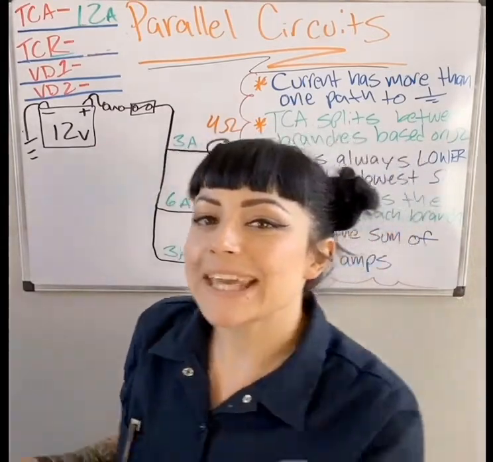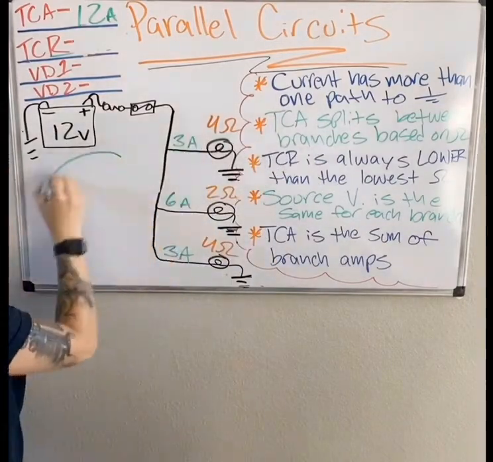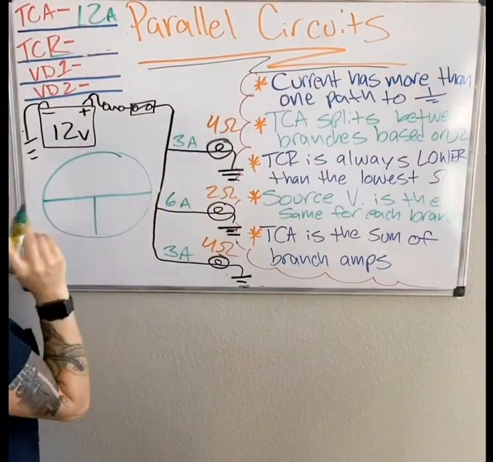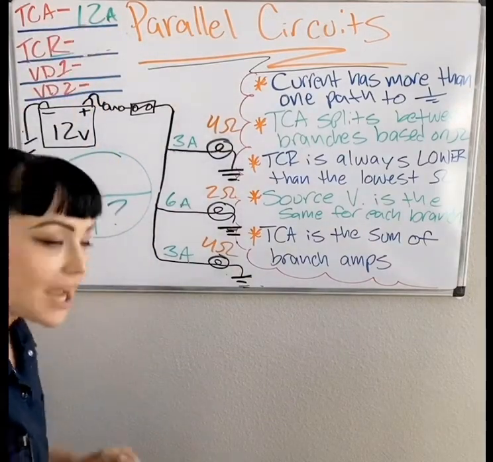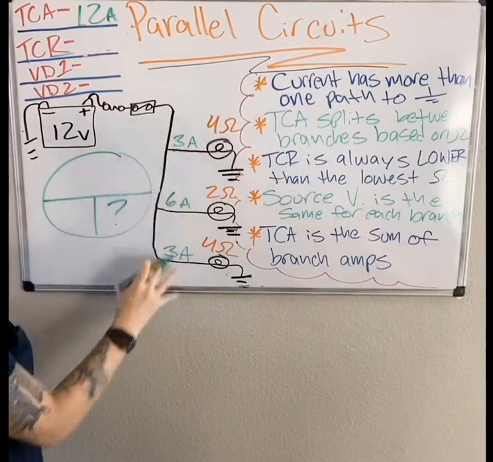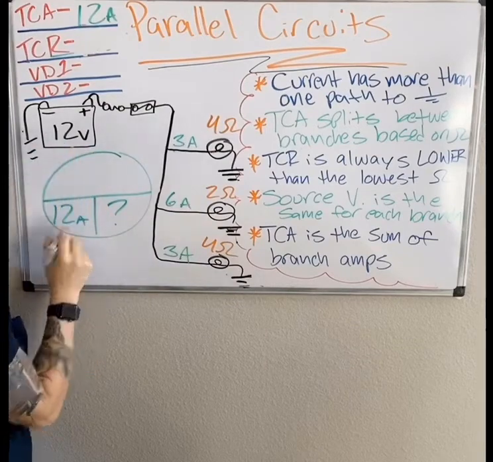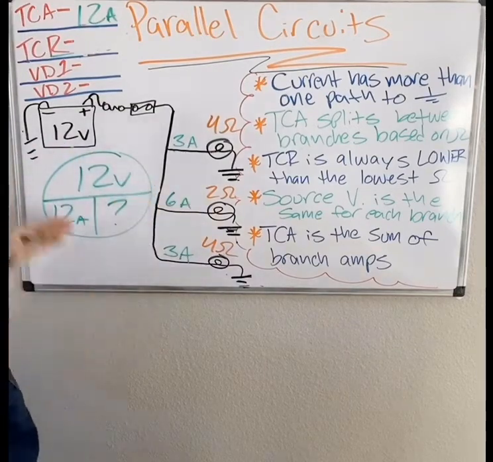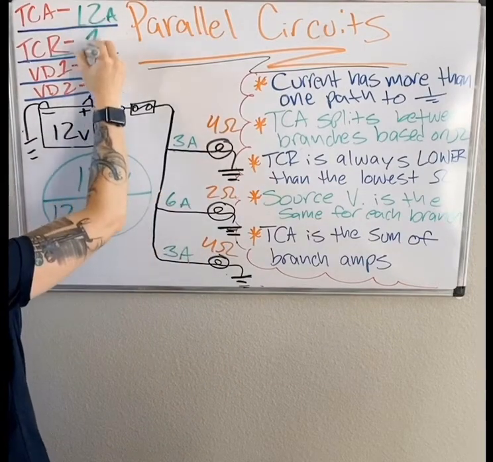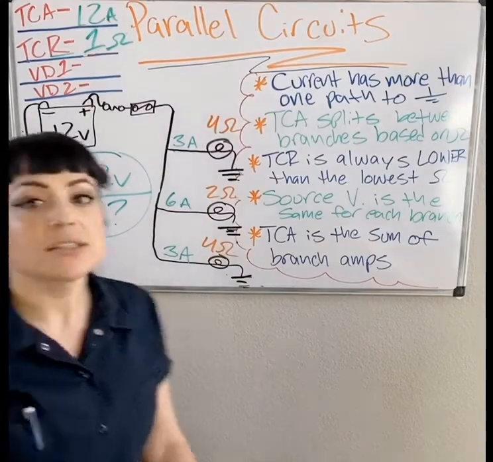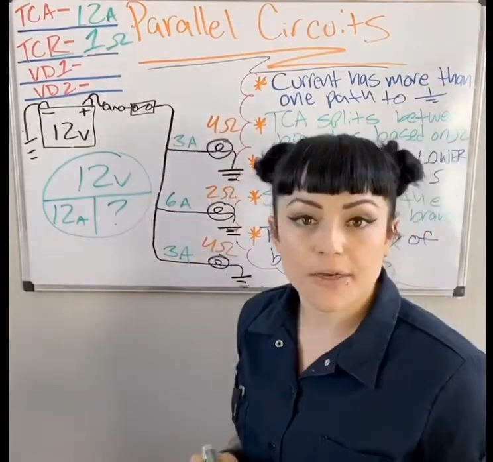So if you're going to guess, hopefully you figured out Tcr already. Let's go back and find it with Ohm's law pie chart. We know we're looking for resistance, so we'll put a nice little question mark there. We know, because we added up all our amperages, that we have a Tca of 12 amps, and we know our battery has a source voltage of 12 volts. 12 divided by 12 gives us a total circuit resistance of 1 ohm. So resistance went down and amperage went up after adding another bulb.